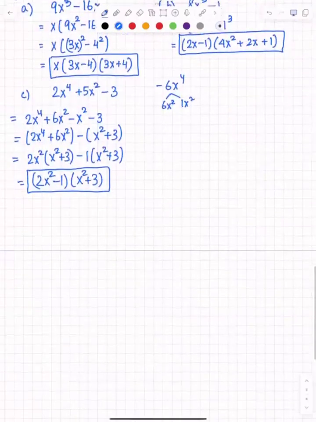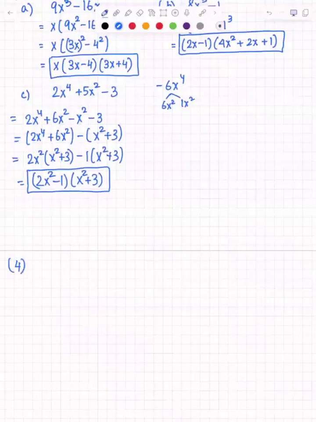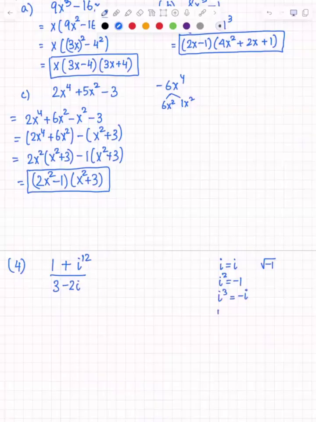Okay, number 4. Evaluate. By the way, this is also a correction. It's 1 plus i to the 12 over 3 minus 2i. So first thing, let's deal with the i to the 12. Now we know powers of i repeat every 4. i is i, which is the square root of negative 1. So i squared is negative 1. i cubed is negative i, and i to the 4 is 1.